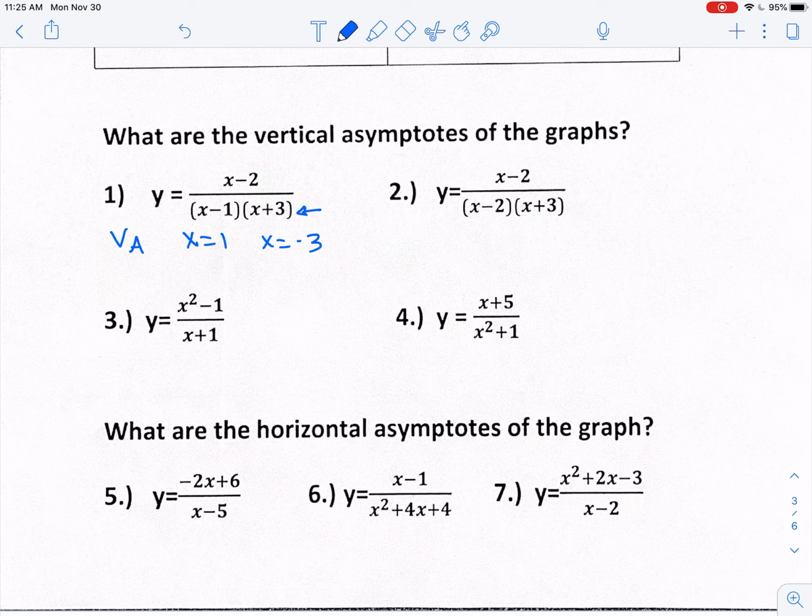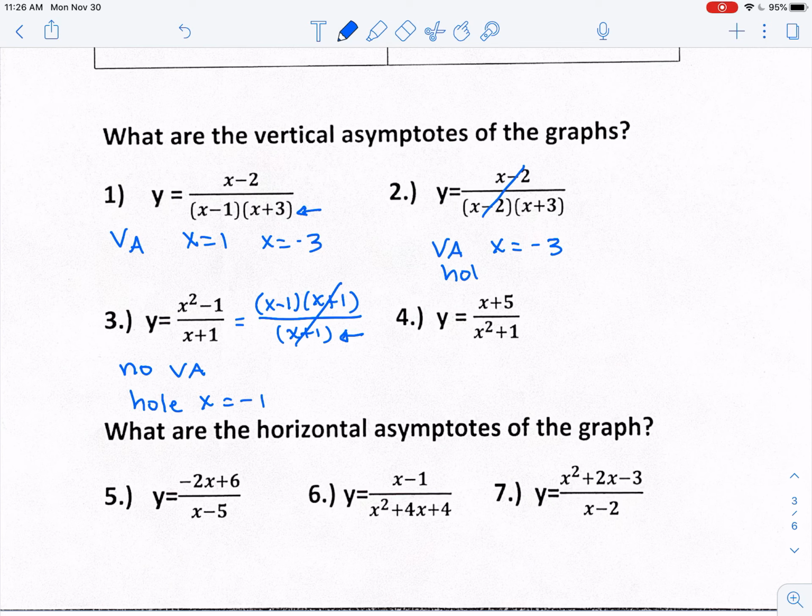For number 2, let's see. The x minus 2 cancels. So a vertical asymptote only happens at x equals negative 3. You technically have a hole at x equals 2. Okay. Looking at number 3, let's see, the top factors into x minus 1, x plus 1, and the denominator into x plus 1. X plus 1 cancels. Now notice there's nothing left in the denominator. So there is no vertical asymptote, but you do have a hole at x equals negative 1. Let me go ahead and for number 2 write that hole, x equals 2, just to be complete.